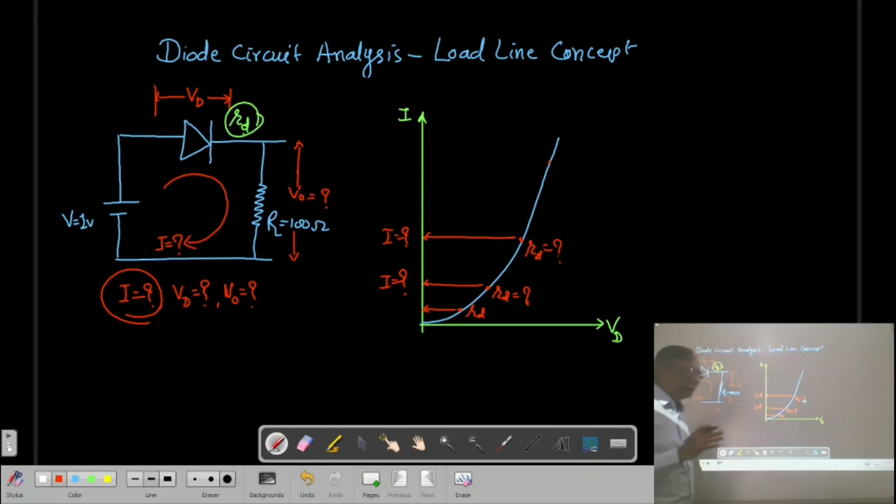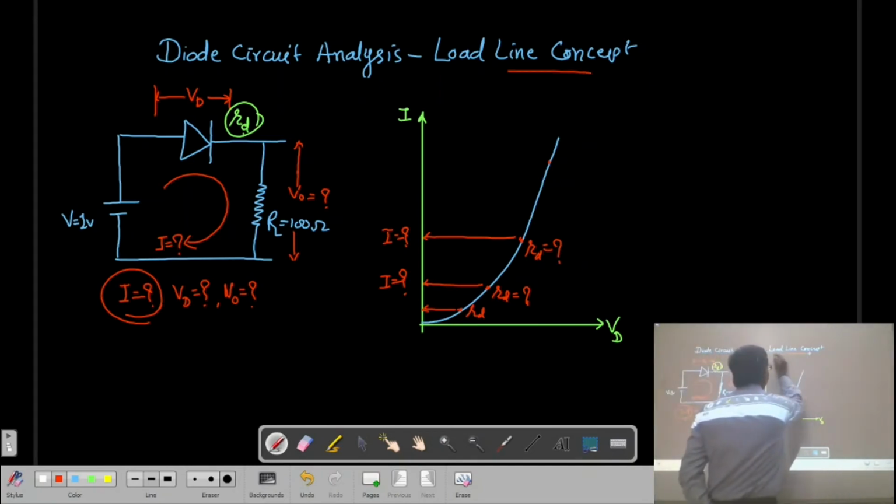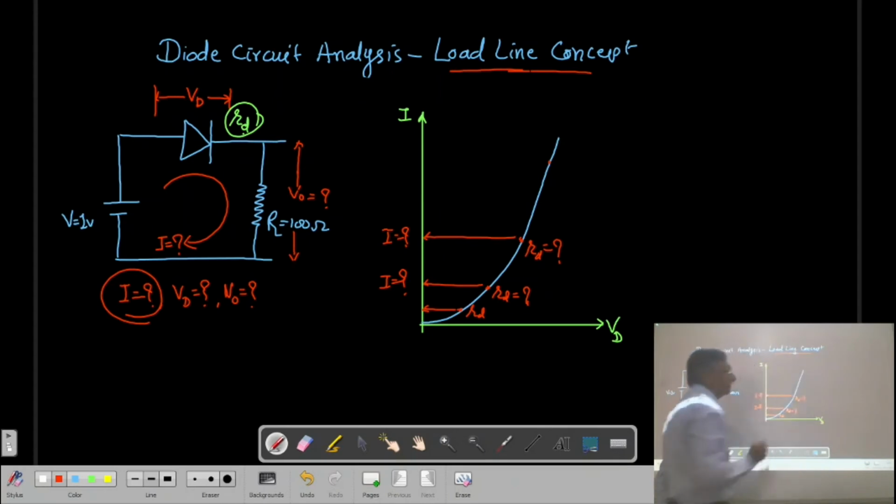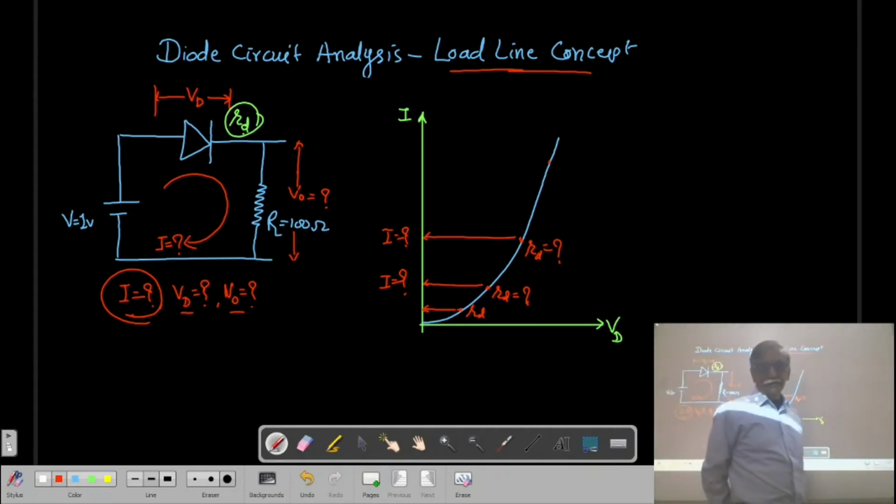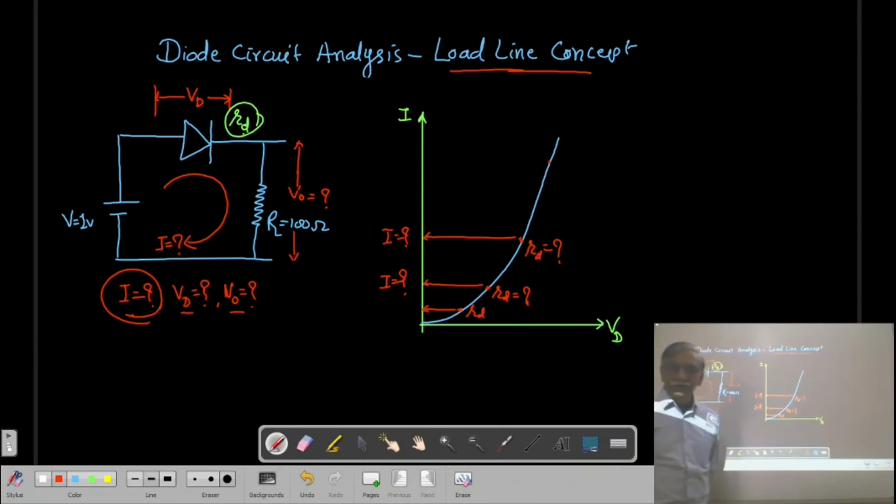On this characteristic curve, we will draw a load line. Remember, by drawing a load line, we can find out all these parameters: what will be the current, what will be the voltage, and what will be the output voltage of the circuit. So let us see how we can draw a load line on this characteristic curve.